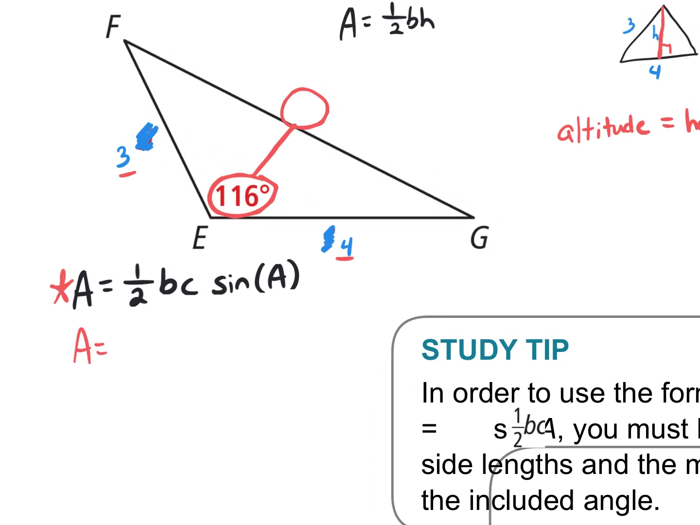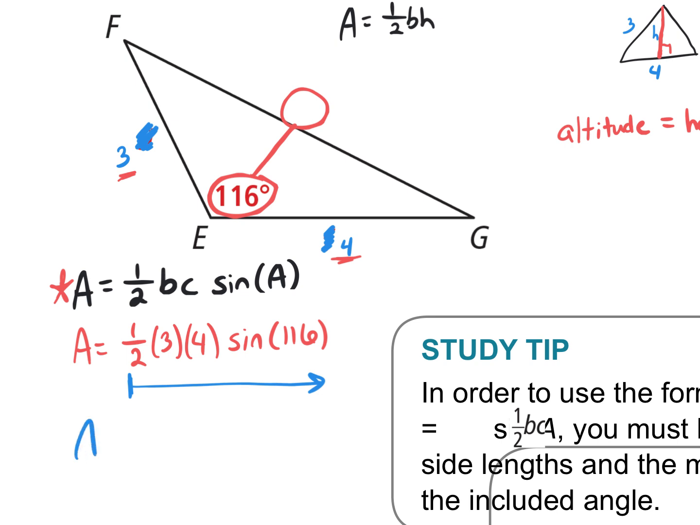We have A equals 1/2. My other two sides are 3 and 4. And then sine of my angle is, what's the angle in our diagram? 116. Yep. What is very nice and what you're going to like about this is I can just type this directly in my calculator. Calculations are super easy on this one. From here, left to right, type that in your calculator the same exact way you see it. So you're going to take 1/2, or you can do 0.5, times 3, times 4, times sine of 116.